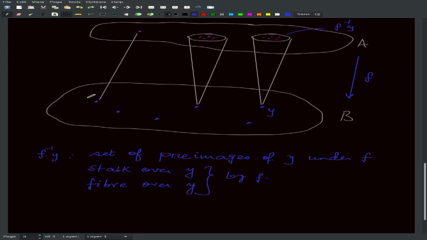Either there will be nothing left over, so these are the ones which have empty fibers. Either nothing will be left over, so that's one kind of case. Or there can be something left over, but none of them will be like this. Everyone will be sticks like this. Alright, so that's the other case.